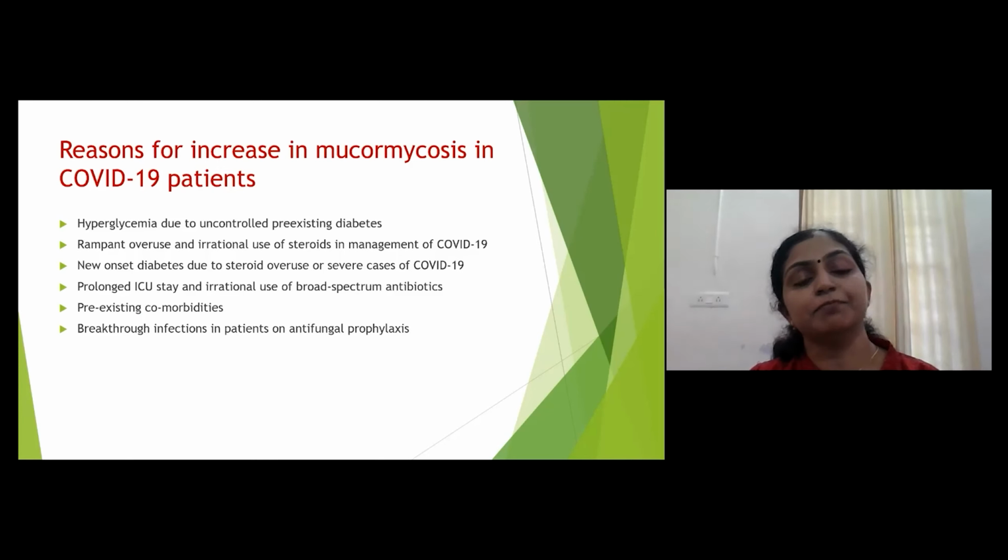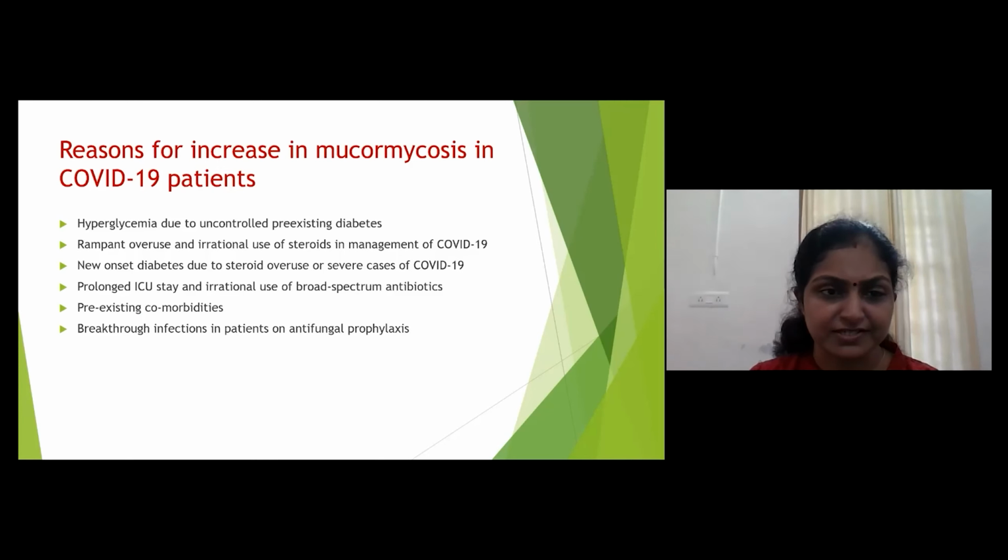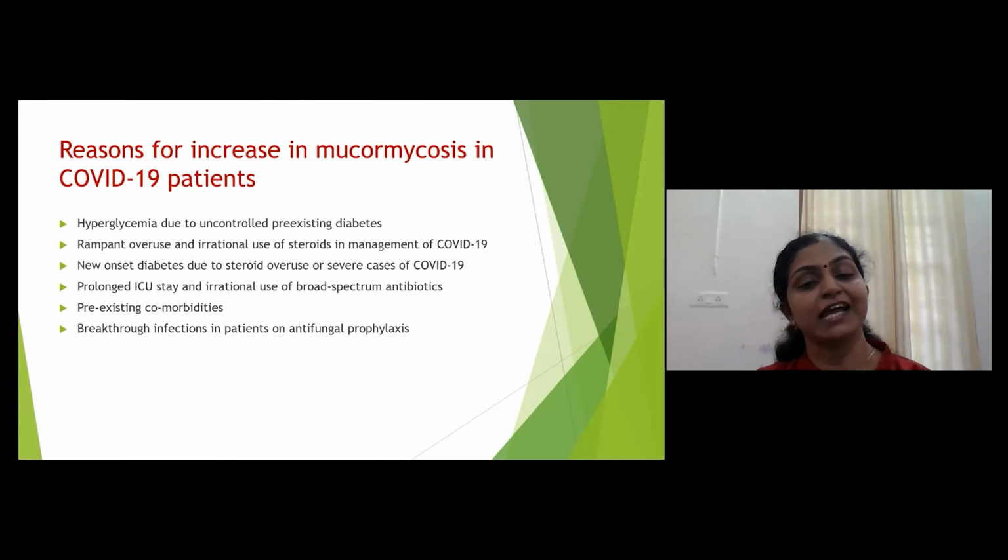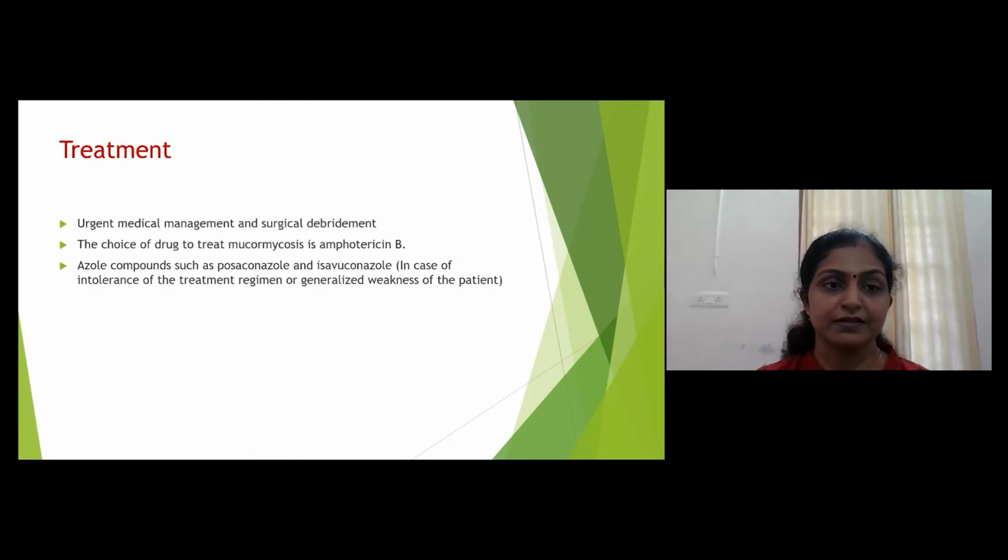Reasons for increase in mucormycosis in COVID-19 patients: hyperglycemia due to uncontrolled pre-existing diabetes; rampant overuse and irrational use of steroids in the management of COVID-19; new onset diabetes due to steroid overuse and severe cases of COVID-19; prolonged ICU stay and irrational use of broad-spectrum antibiotics; pre-existing comorbidities and breakthrough infections in patients on antifungal prophylaxis.